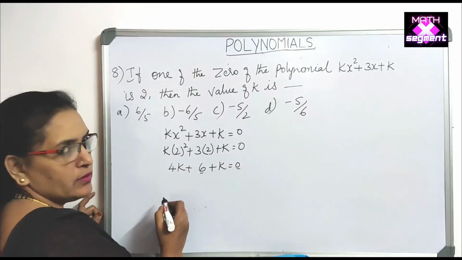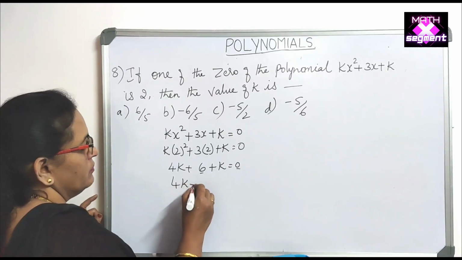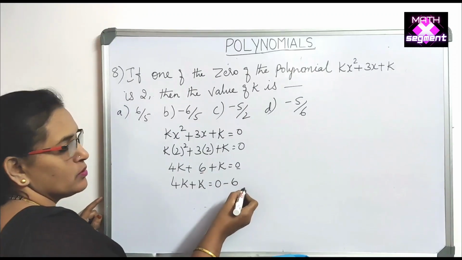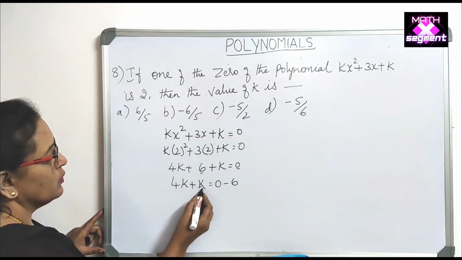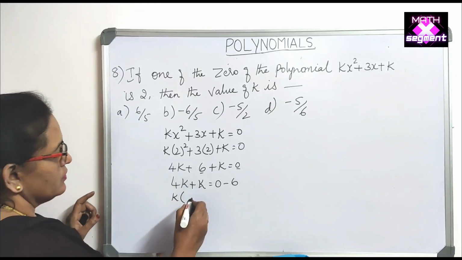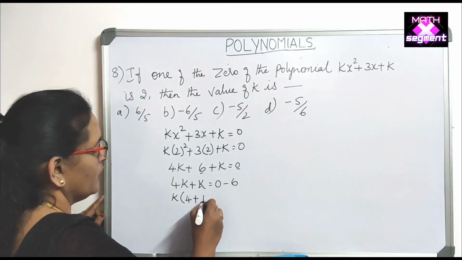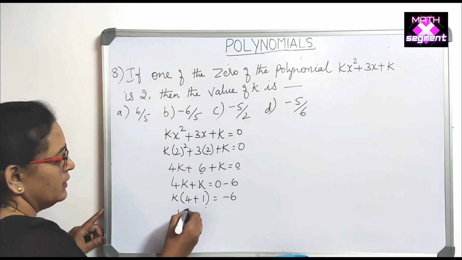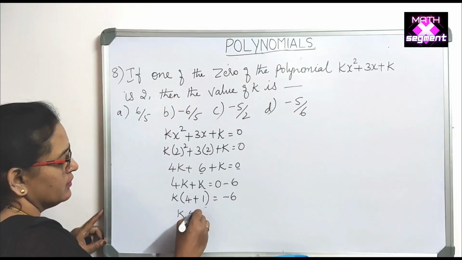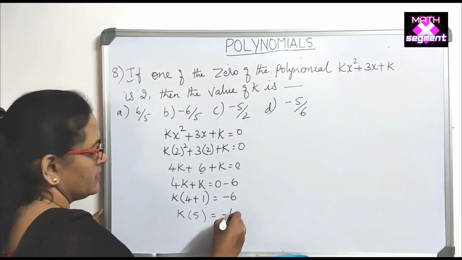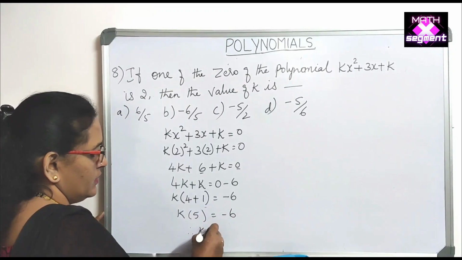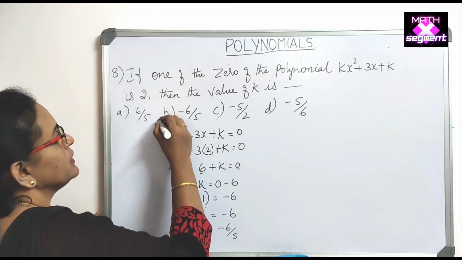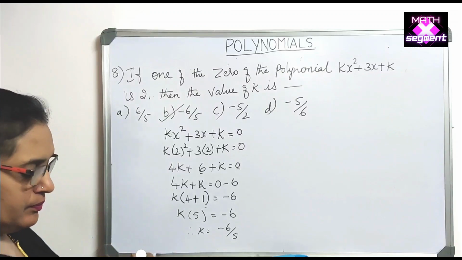So this is constant and these are the k terms. So k + 4k = 0 - 6. The plus 6 goes to that side and becomes minus 6. What is common here? k is common. So it becomes (4 + 1)k = -6. 4 plus 1 is 5, so 5k = -6. Therefore k is equal to -6/5. So the option B, -6/5, is the correct answer.